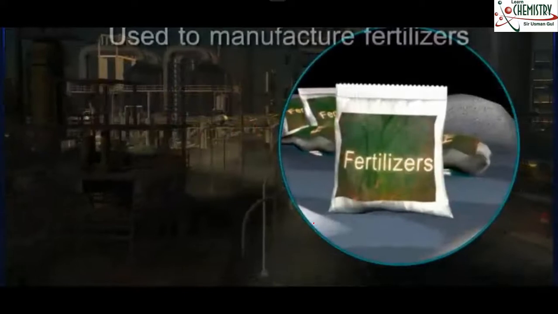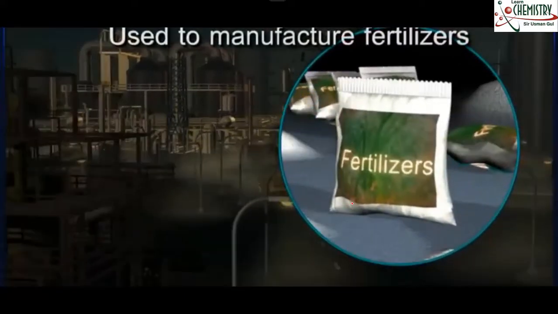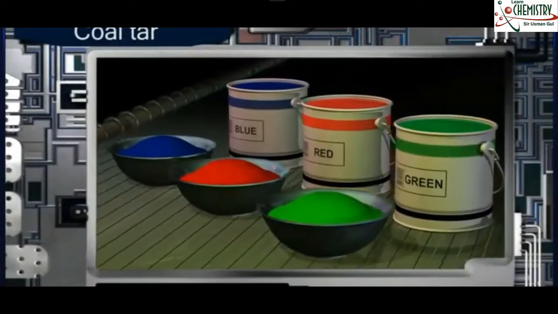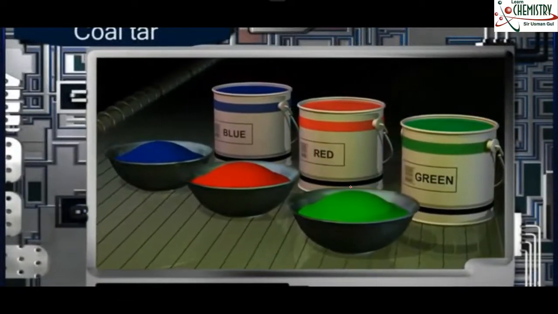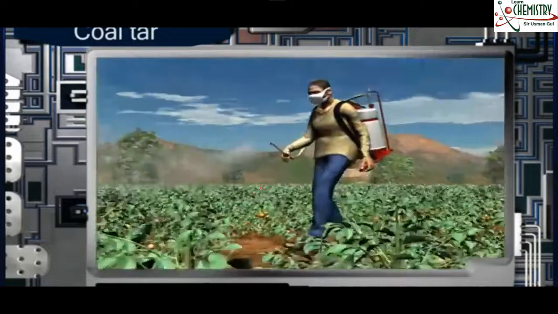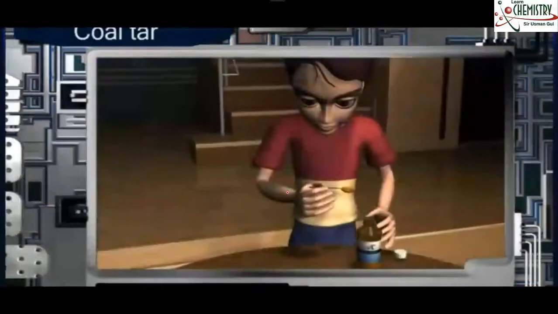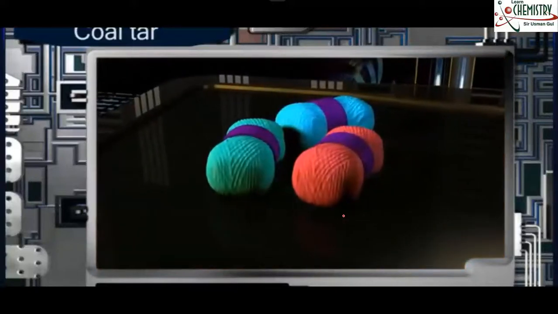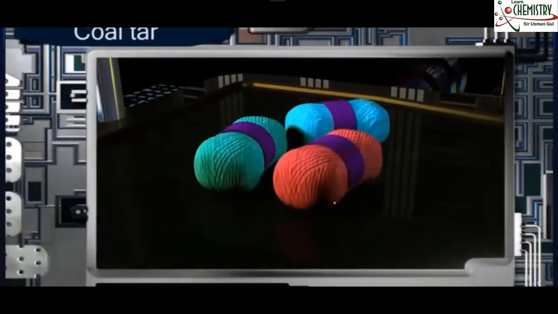Okay, now let's talk about the uses of these chemicals. Basically coal gas is used as industrial fuel, and it is also used to make fertilizers. Coal tar is used in making paints or dyes, and coal tar is also used as insecticide and medicine as well. Okay, now another use is to make artificial rain.